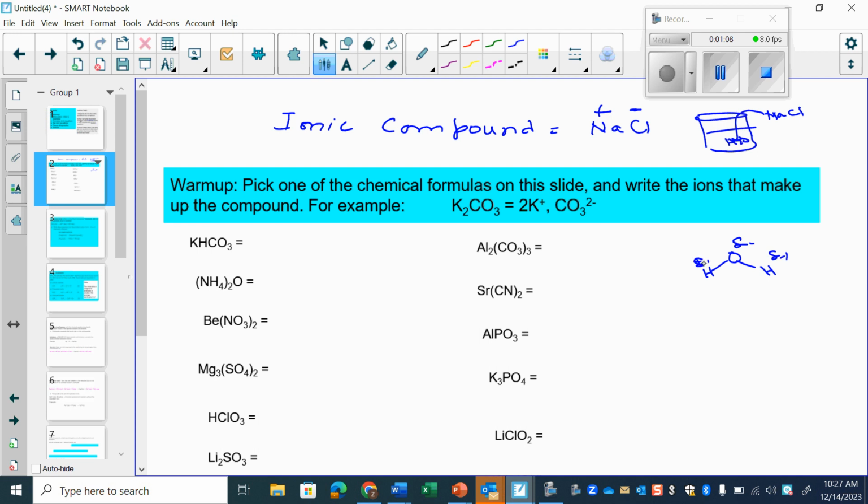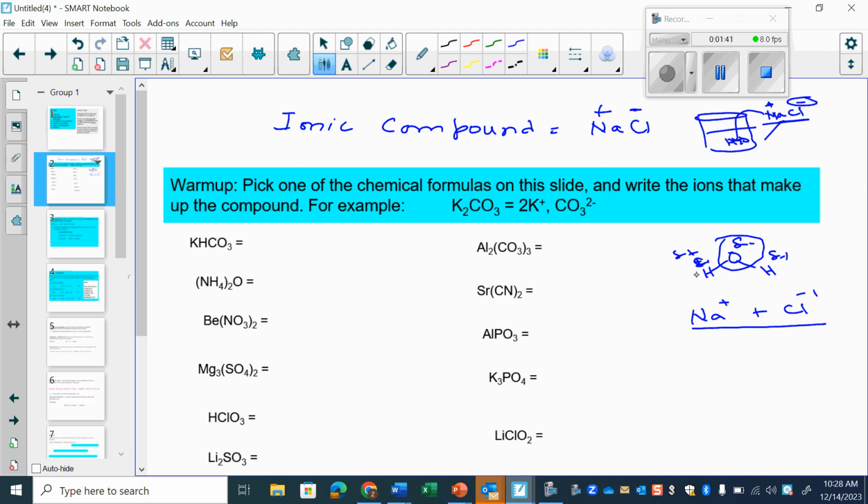But because of the polarity, the negative end of the water will pull the positive cation of the ionic compound, and the positive end of the water will pull the negative anion. So it will split it. Basically, when the salt is put into the water, it will split into its cation and anion. That process is called dissociation. It is not a chemical reaction. It's a physical property. It is not a chemical reaction at all.